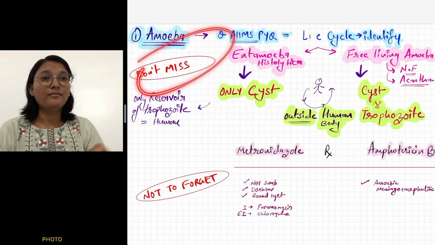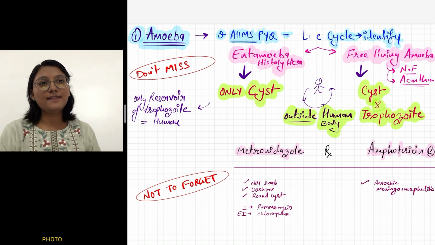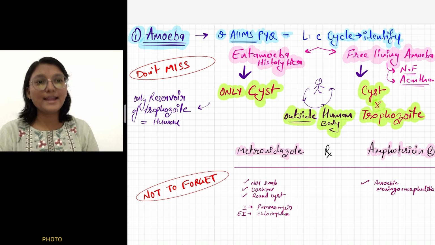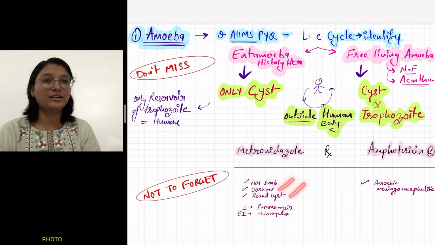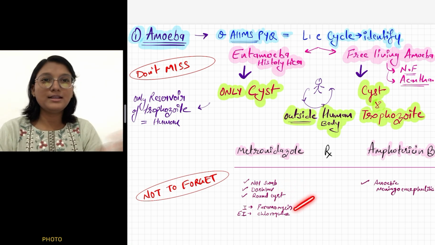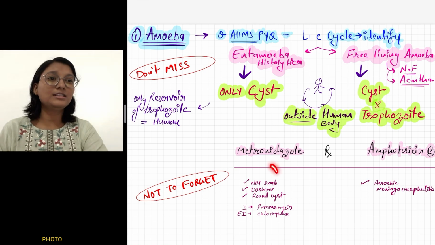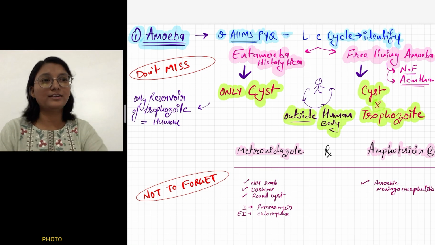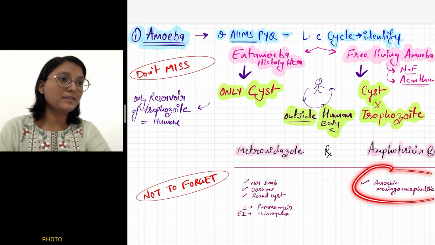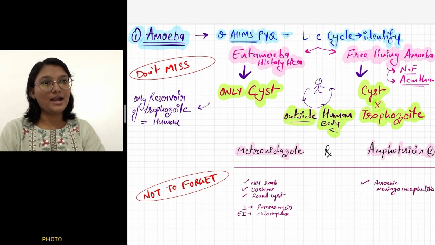Okay, and what not to forget is that everybody has their own specific points. Like I forget the NIH swab, Dobell's round cyst, and the paromomycin for intestinal phase, and the chloroquine for extraintestinal phase. So these points may differ from person to person. What are the points which you tend to forget and you feel you have to revise? You can write it here. Okay, like amoebic meningoencephalitis caused by free living amoeba, I have written there.